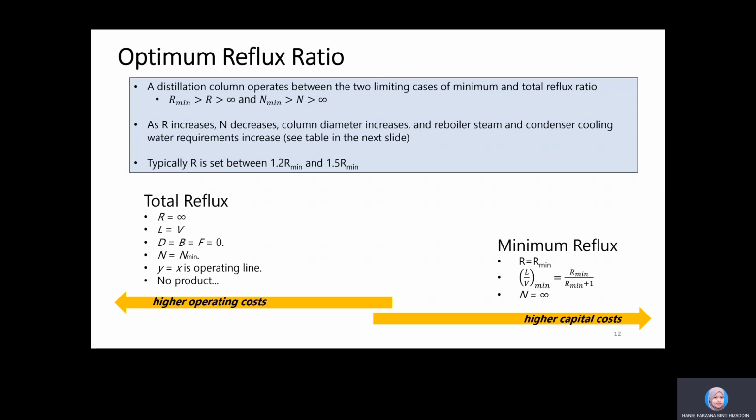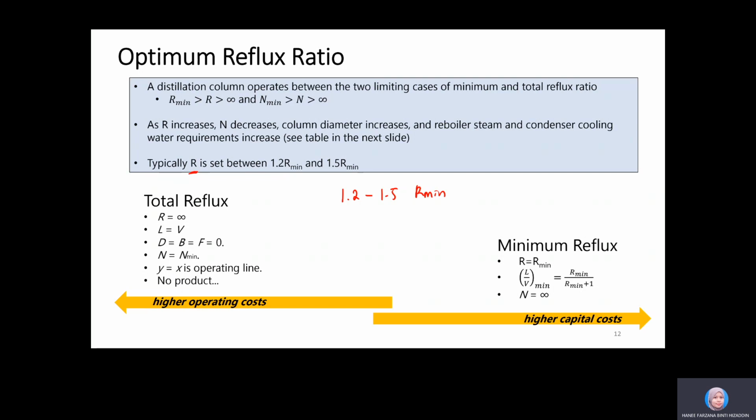As R increases, the number of plates will decrease. When that happens, the column diameter will increase, and the reboiler steam and condenser cooling water requirement will also increase. So the optimum value of R is set between 1.2 to 1.5 times the minimum reflux ratio. That is the ideal, but this is not a rule. This is just an observation from the practical point of view. By practice, by experience, people have found that the optimum reflux ratio is between 1.2 and 1.5 times the R min. But this is not the rule.